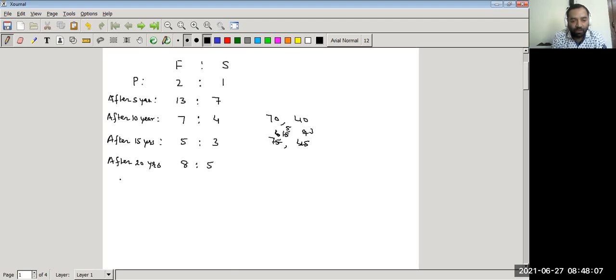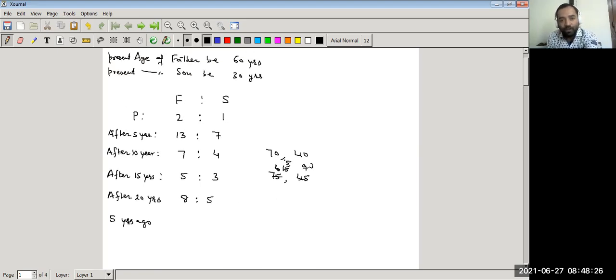So now we will discuss 5 years ago, or 5 years before. The present ages are 60 and 30. So 5 years ago their ages will be 55 and 25. So what is the ratio? The ratio will be 11:5.